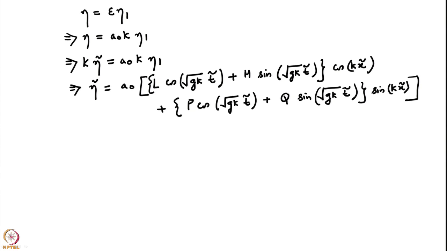Now you can see that all these variables are going to get multiplied by this a naught. L, M, P, Q are all real constants. A naught is an amplitude, it is also a real constant. So I can multiply this and set up new constants. Instead of doing that, I will just set a naught equal to 1, and it will just give me the expression in the square bracket. So this is my expression for eta tilde as a function of x tilde and t tilde, with some unknown constants sitting in the expression.